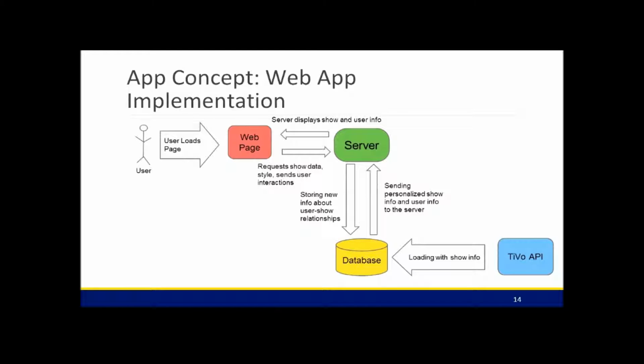This is the summary of our web app implementation from the point of view of both the server and the user. The server will receive show info and user info, and the database will have stored information about user-show relationships. The user will load the web page, and the server will display the show and user info. By giving the evaluation, which will then be stored in the database, the user will get recommended shows, and the Tivo database will get feedback on the various shows.